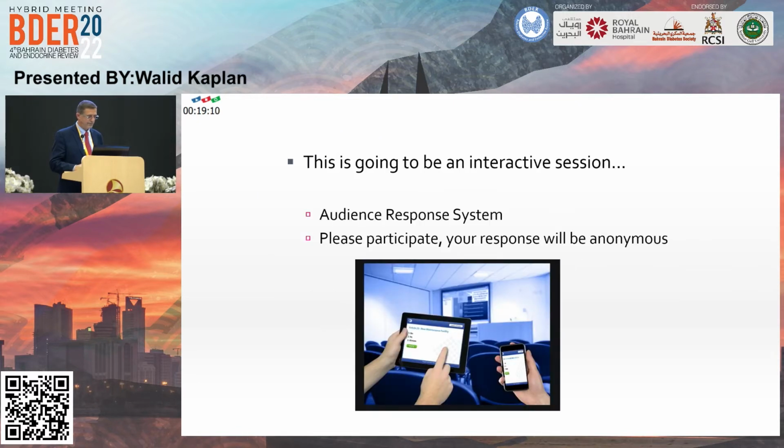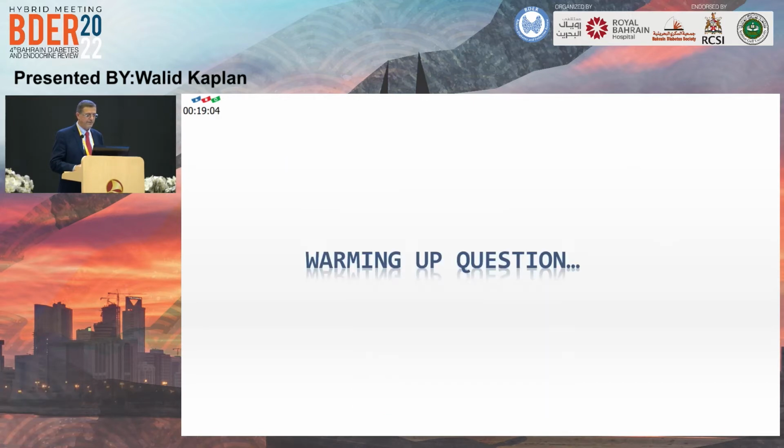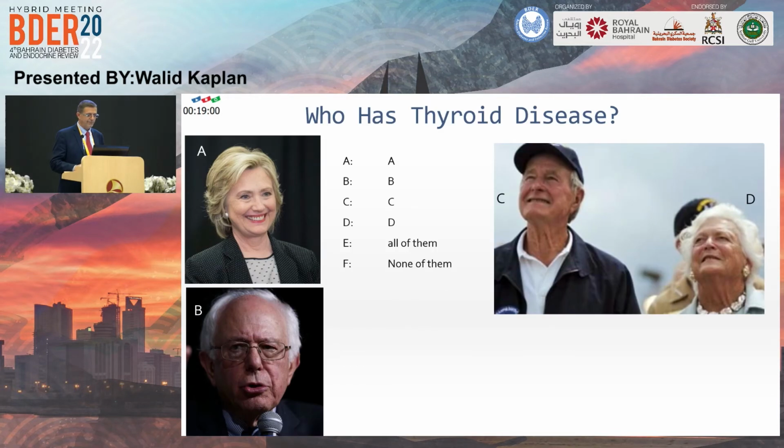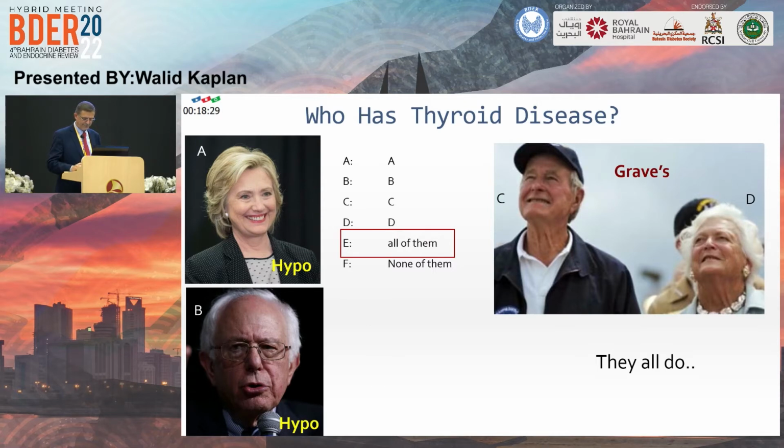Again, I think we're not going to do the polling because this was not set in the audiovisual, but let's see if you can guess who has thyroid disease in this picture. So this is George Bush, the father, his wife, Laura Bush, Hillary Clinton, you all know her, and then Bernie Sanders. So Republicans, Democrats. For those who want to guess, I will let you take 5 seconds. And then the answer is actually all of them do. So basically, Republicans have hyperthyroidism, Democrats have hypo, but it's just a coincidence.